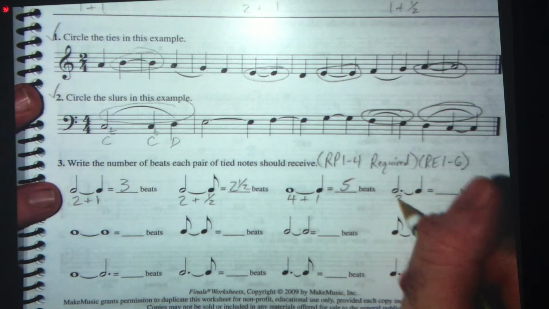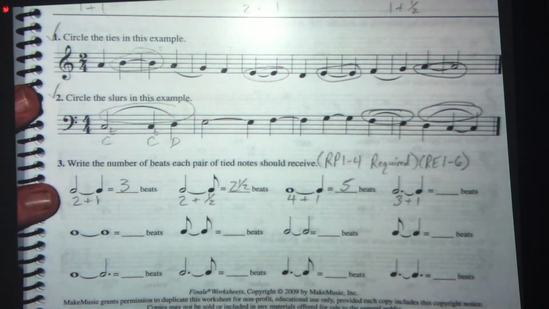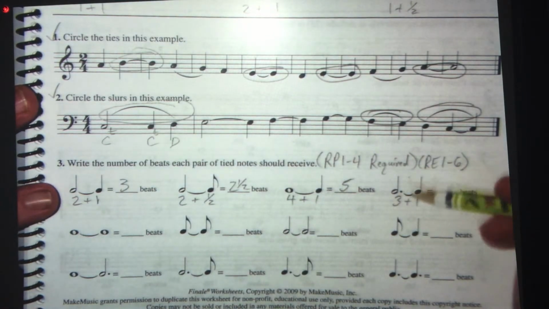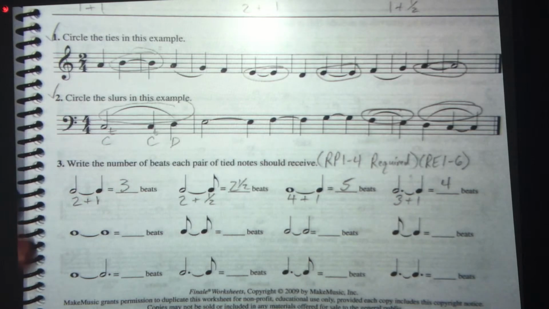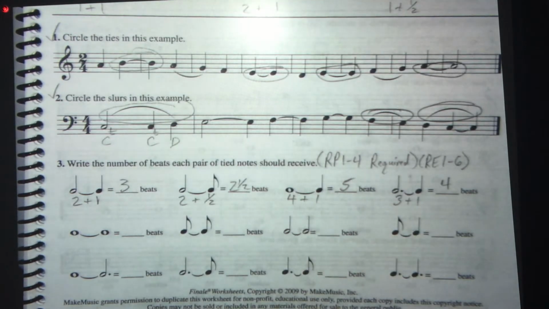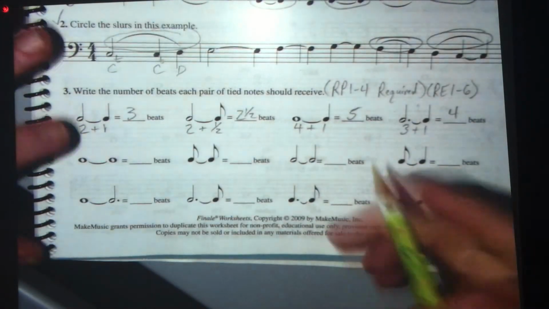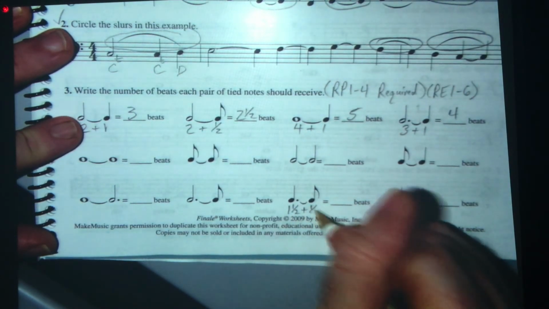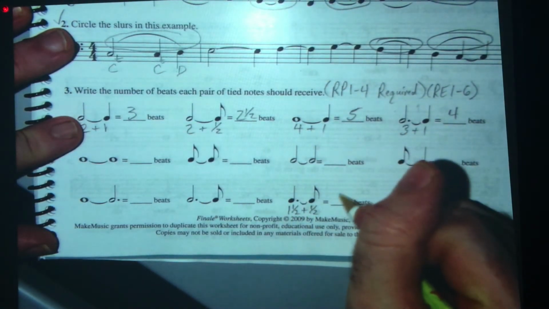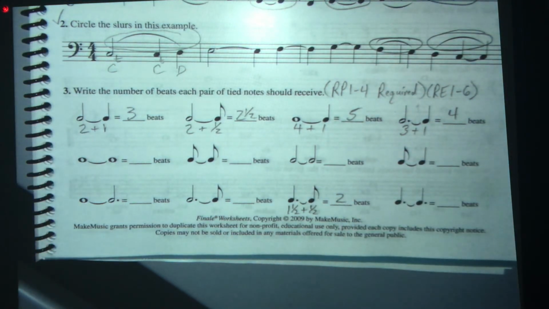Next one, 3 plus 1. If we were in 3/4 time, we would probably have a bar line right here. And if we wanted it to get 4 beats, that's our only way to do so. Okay? I'm going to do another more difficult one down here. Down at the bottom, we have our dotted quarter note rhythm. That would be 1 1/2 plus half, which equals 2. And you can certainly do the rest of them on your own. Put a check next to number 3 and we're done.